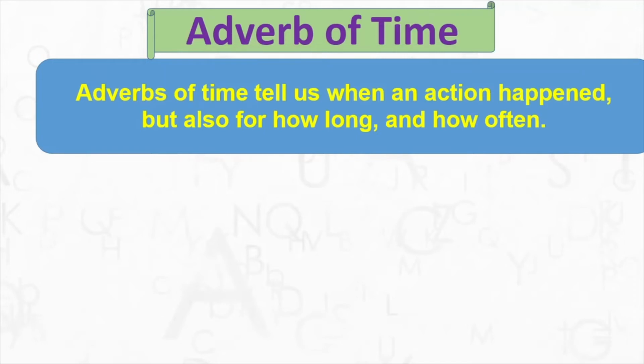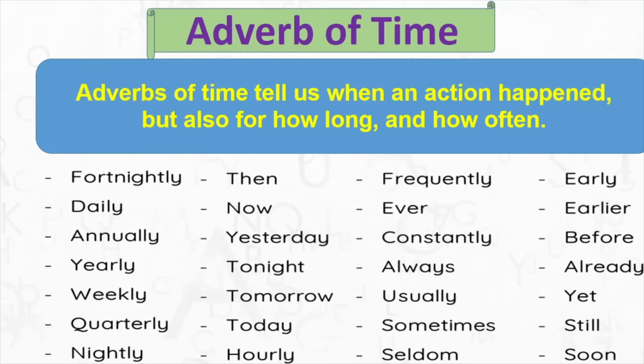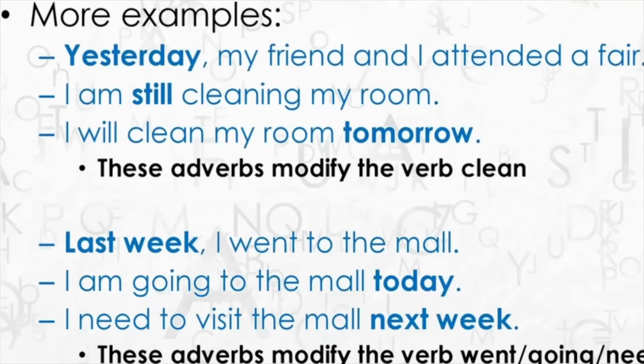Okay, let us take a look at some words which mean adverb of time. So here we have fortnightly, daily, annually, yearly, weekly, quarterly, nightly, now, yesterday, tonight, etc. Alright. So you can pause the video here and you can read all of them at ease. Moving on, let us go to some more examples.